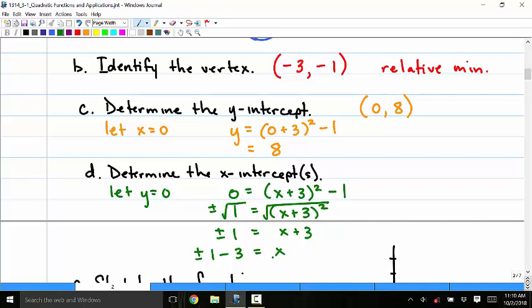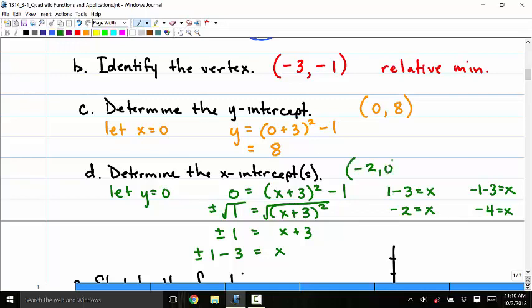Okay, if I say it's the positive 1 here, I get 1 minus 3 equals x, correct? So x is negative 2. If I say it's the negative 1, negative 1 minus 3 is negative 4. So I have two x-intercepts. What are they? Negative 2, 0 and negative 4, 0. I'm going to pause and let you catch up.